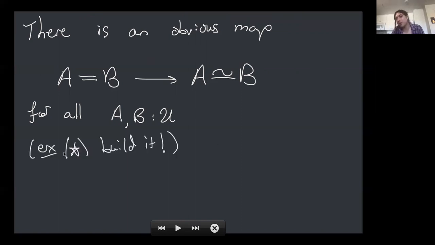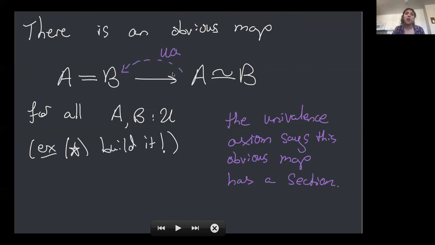Here's a one-star exercise, build it. It's a really quick exercise in path induction. You're just doing path induction on the universe. And what the univalence axiom says is that there's a section to this obvious map. So actually this map ID to equiv is an equivalence between A equals B and A is equivalent to B. And there's some computational content to the univalence axiom as well, which I've omitted from the slide because it clutters things and we're not really gonna need it in the rest of the talk.